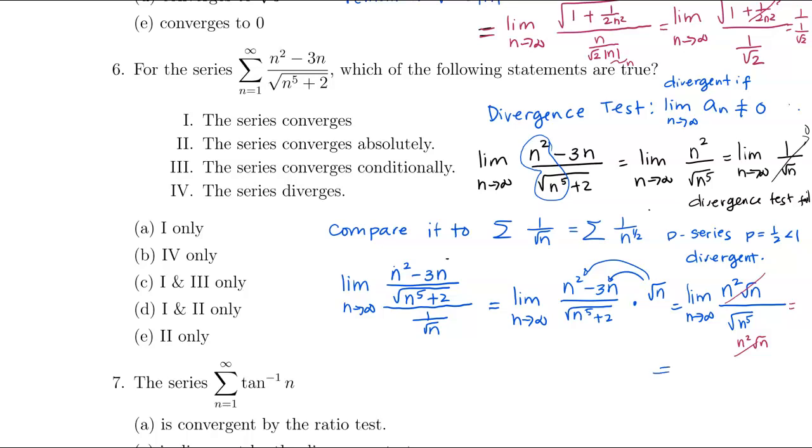So the limit is equal to 1, and that is greater than 0. So by the limit comparison test, the series is divergent. Now, if the series is divergent, it cannot converge. So therefore, 1 is not an option, and it also does not converge absolutely, nor does it converge conditionally. So the only answer is letter B.